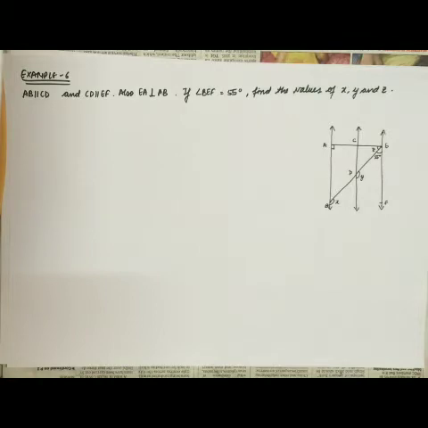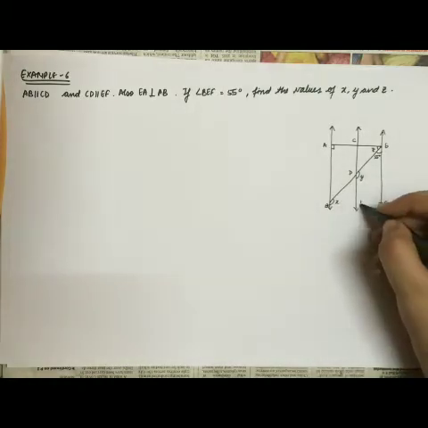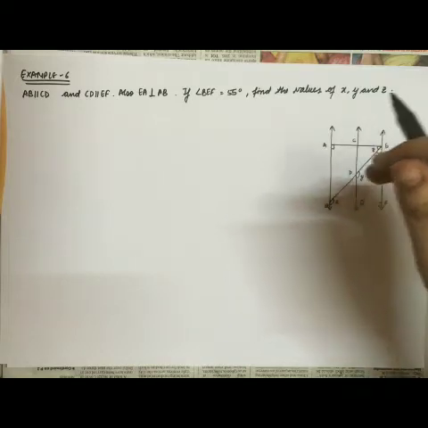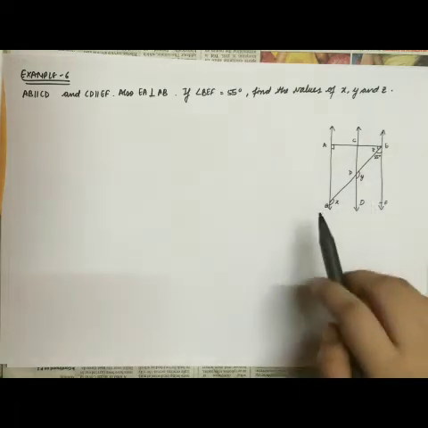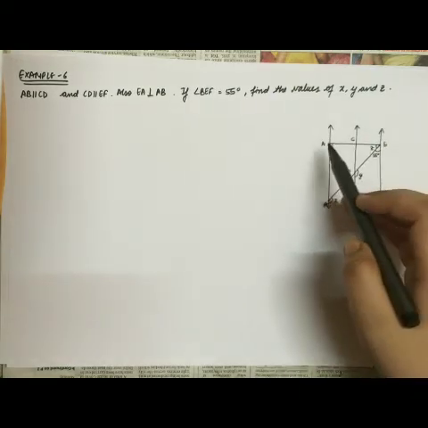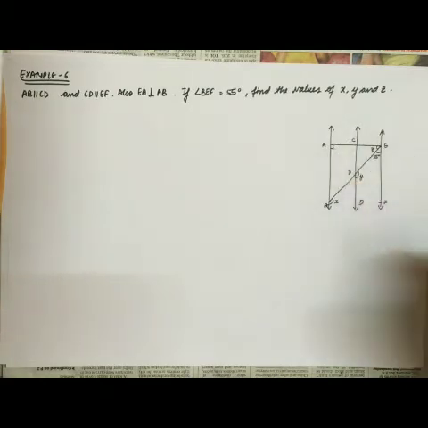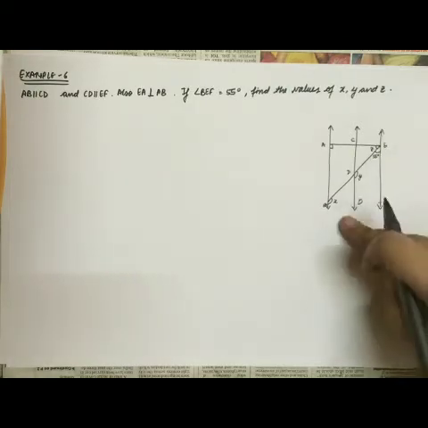Now example 6. It says that AB is parallel to CD and CD is parallel to EF. So by the theorem we have done earlier, AB is parallel to EF. Now EA is perpendicular to AB, which means this angle is 90 degree, and angle BEF is equal to 55 degree. Now we have to find the values of x, y and z.